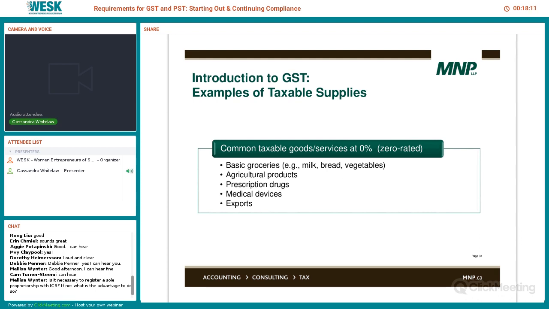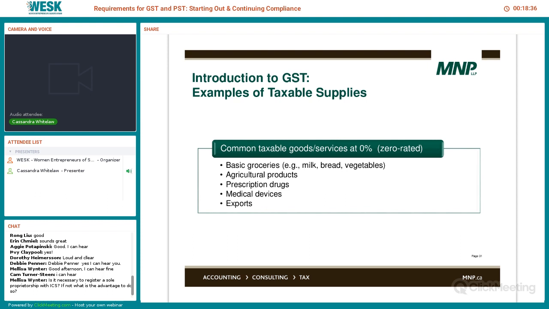There are also some goods and services that are taxable at 0%. These are known as zero-rated supplies, and the reason why the CRA has this in their GST legislation is to essentially relieve the consumers from having to pay GST on those items without penalizing the producers by not allowing them to get their taxes back. So for these, they're taxed at 0%, but you are still able to claim input tax credits.